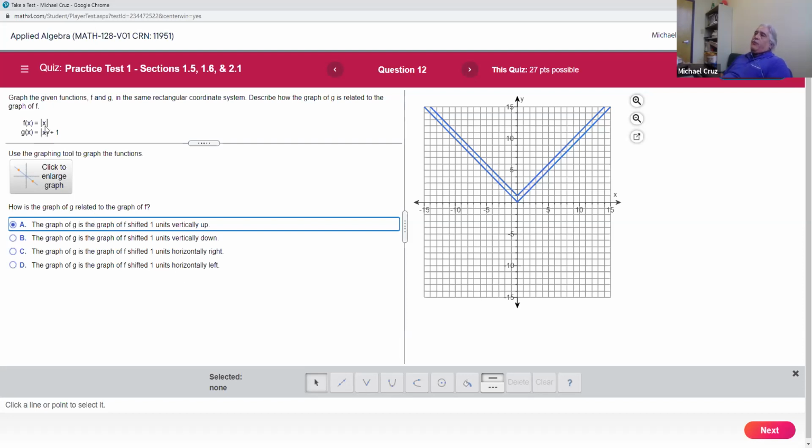But if there was something inside of the function, in other words, if it was the absolute value of x minus 1, then that does the opposite thing. It goes along x. So the absolute value of x plus 1 would shift over 1 to the left. It's just the opposite sign. And the absolute value of x minus 1 would go 1 in the positive direction. So this is the answer. If it's outside of the function, it just shifts it up and down, depending on what the sign is.